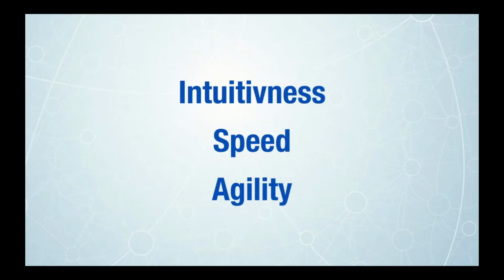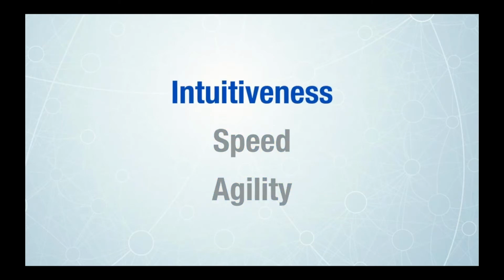So Neo4j was created for these three primary purposes: intuitiveness, speed, and agility. Intuitiveness is basically the ability to read and understand your data, the ability to write queries that represent what your data looks like, rather than just typing in random syntax in order to get the results that you want. That's very important for most business people and developers as they onboard new people onto their team, so that they're able to quickly and easily understand the data.